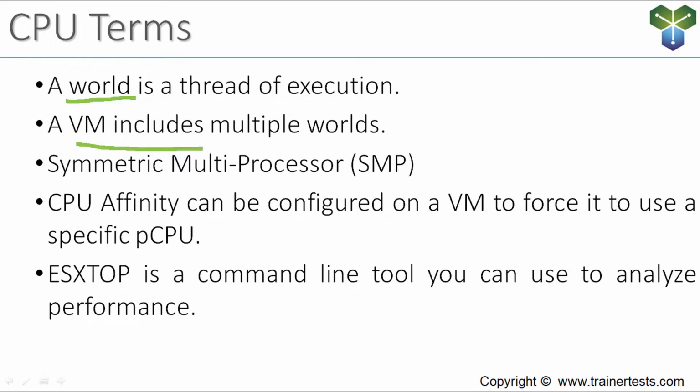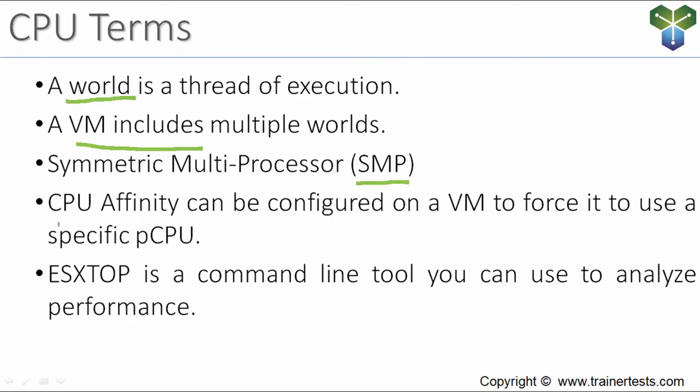Then we have symmetric multiprocessor. Symmetric multiprocessor is a simple one. When you see SMP, what you basically want to think is this is what gives the ESXi host the ability to support virtual machines with multiple CPUs. That's really all it is: symmetric multiprocessor, allowing a virtual machine to leverage multiple physical processors at once.